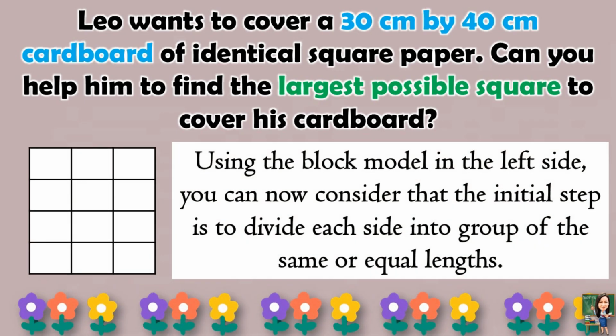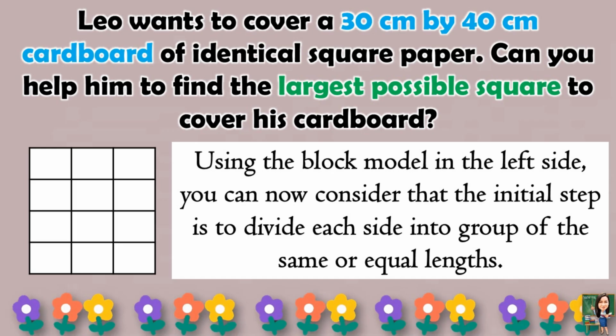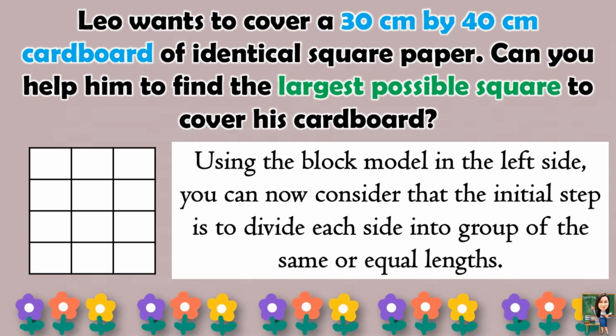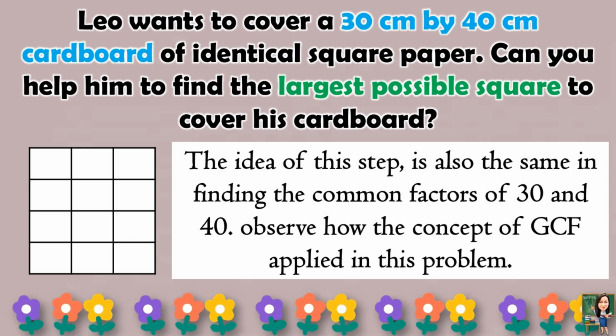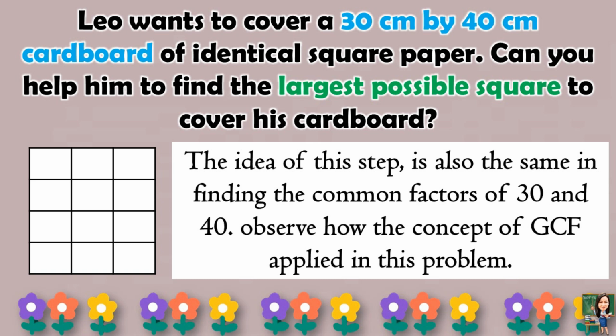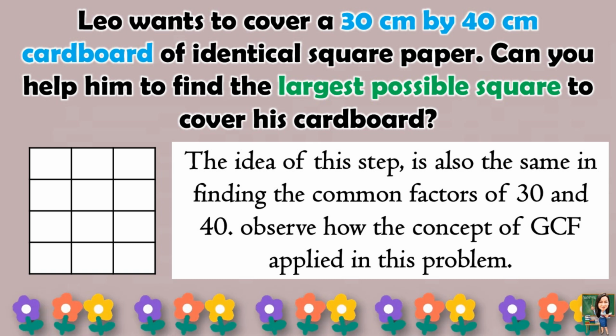Using the block model on the left side, you can now consider that the initial step is to divide each side into groups of the same or equal lengths. The idea of this step is also the same as finding the common factors of 30 and 40. Observe how the concept of GCF is applied in this problem.